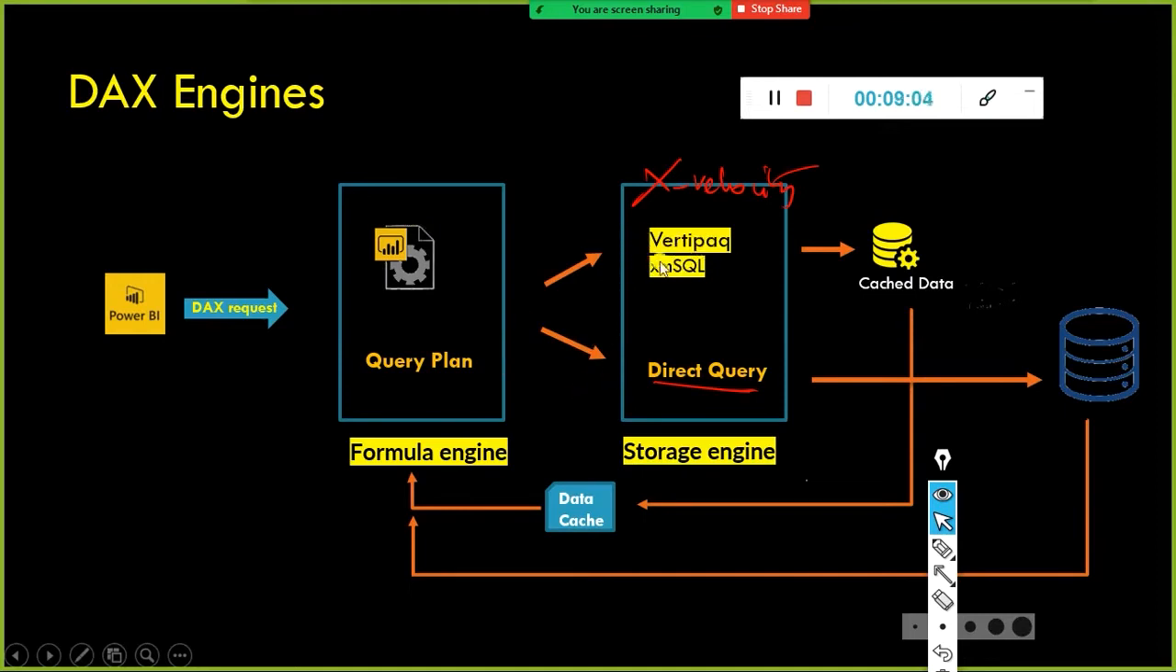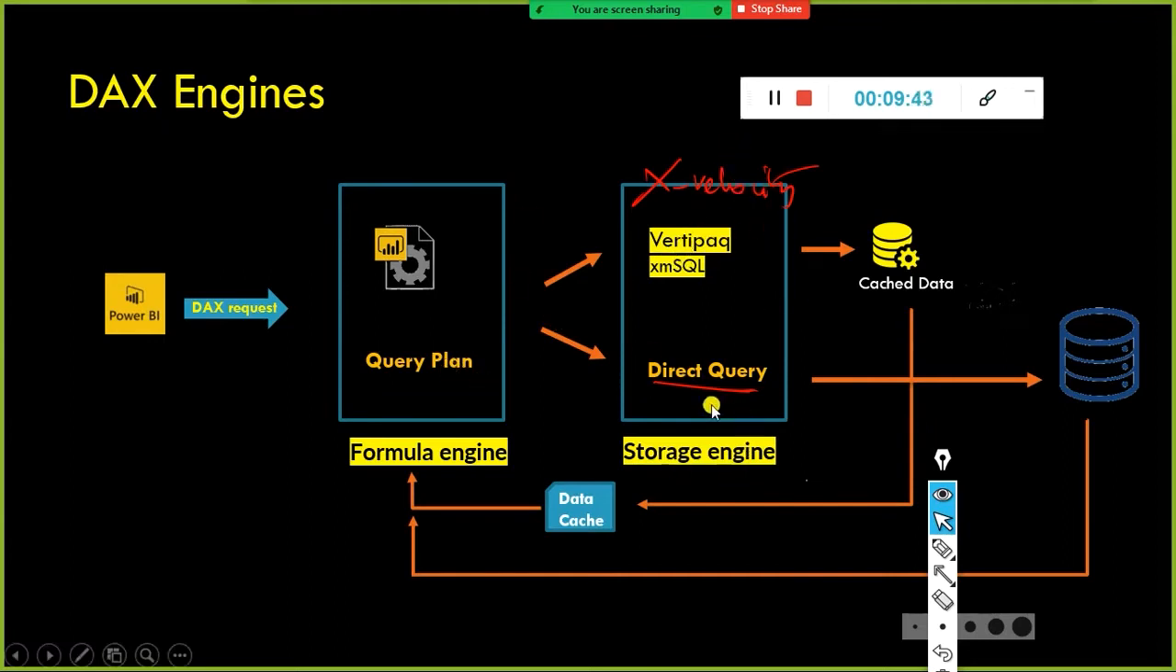In the import connectivity mode, the xVelocity engine, which is nothing but Vertipaq, previously they used to call it the Vertipaq engine. It is a piece of software. What it does is it takes your Excel data or tabular data and converts it into columnar data, because if you store the data in columnar form, the performance will be much faster. On top of that, if you compress the columnar data, encode it and then load it in memory, it will be much faster. So Vertipaq or xVelocity is taking care of that.